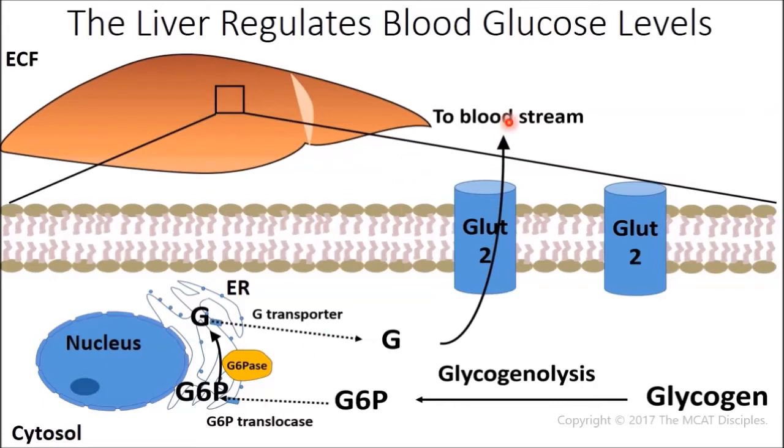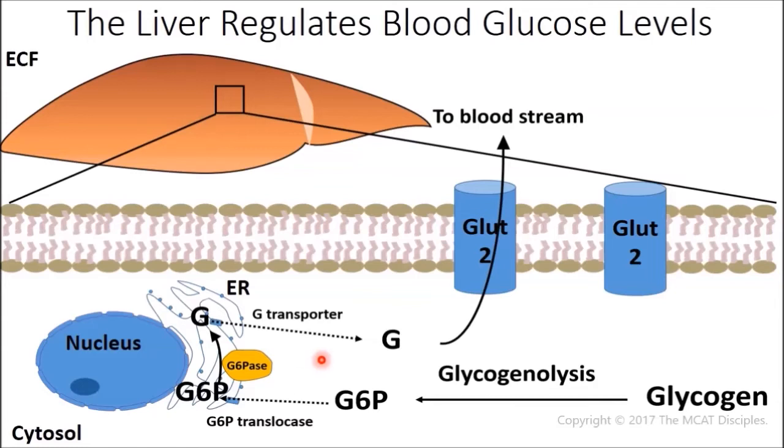Well, extracellular fluid space and bloodstream. Now, the significance of this is that you only find this glucose-6-phosphatase in liver. You don't find it in muscle, so muscle is never going to push out glucose into bloodstream. This is only found within liver, glucose-6-phosphatase.